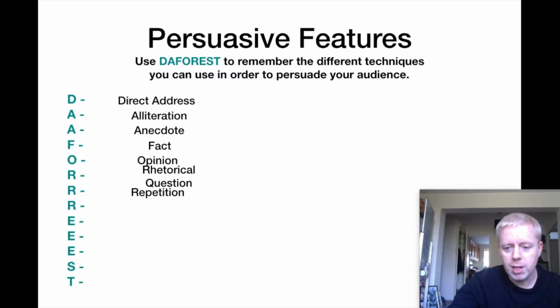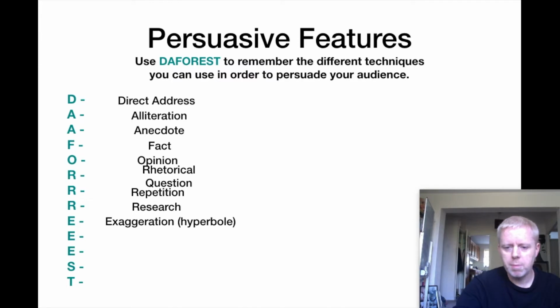Okay, repetition. So repeating key words or starting consecutive sentences with the same phrase, like anaphora a little bit. You could use research. So according to a recent study, etc. First E, exaggeration or hyperbole. I've told you a million times what this one is. Well, I haven't really. I'm so hungry I could eat a horse. Well, you couldn't really.